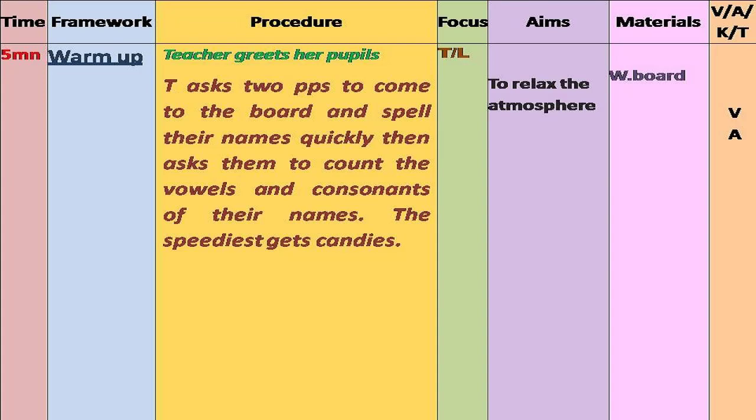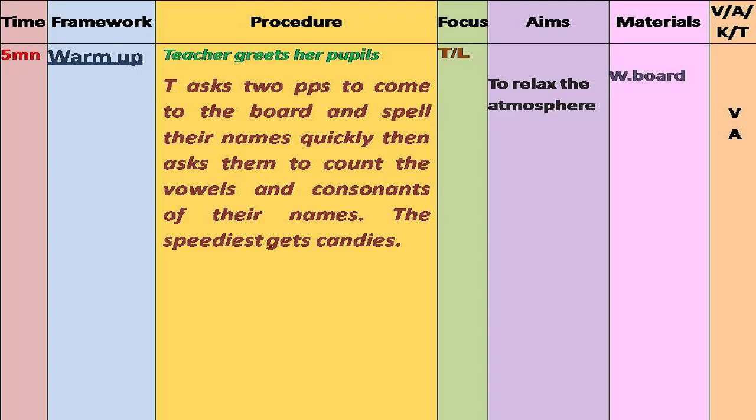In the warm-up, we remind you that it takes 5 minutes, maximum 7 minutes. So the procedure: teacher asks 2 pupils to come to the board and spell their names quickly, then asks them to count the vowels and consonants of their names. The speediest gets candies. So here I've chosen a warm-up which has a relationship with my lesson.